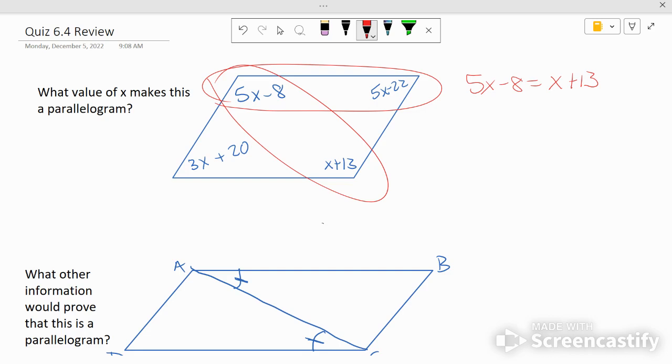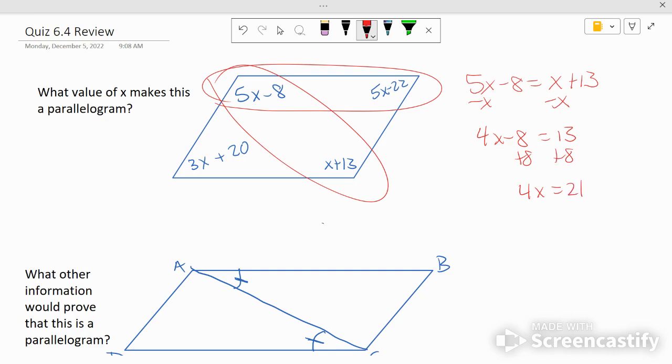So if 5x minus 8 equals x plus 13, what would I do to both sides? Minus x. So 4x minus 8 equals 13. If 4x minus 8 equals 13, then what do we do? Add 8. So 4x equals 21.